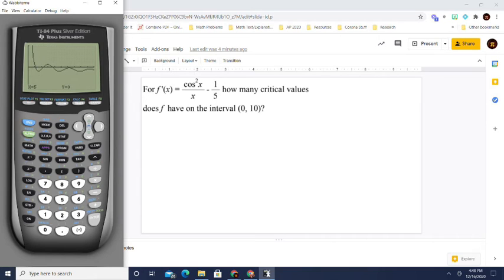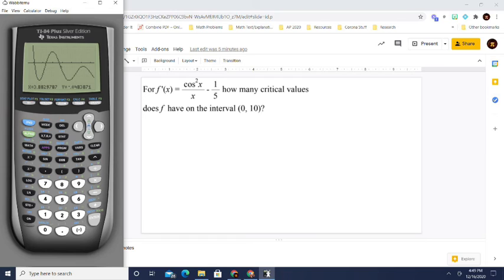Now, let's say I was a little concerned about that spot where it looks like it might almost be touching the axis. What I'm going to do is use Zoom Box, one of my favorite zoom features. I could just change my interval, or I could have changed my y values. That probably would have, I think I might have lost it in the recording there. So this function has 1, 2, 3 spots where f prime of x is 0 on that interval. So f has 3 critical values on that interval.